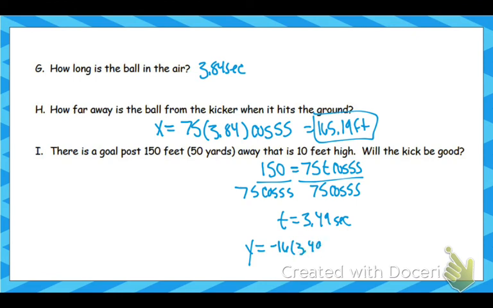So we're going to plug that into the y equals equation. I'm going to plug all that in, and that's going to tell me that at that point, the height is 19.53 feet. 19.53 feet is going to be high enough to clear that 10-foot high goalpost. Because that height is more than 10 feet, yes, the kick will be good.